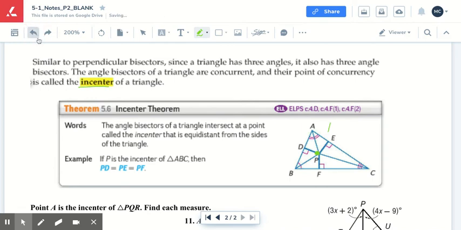Ah, there we go. Okay, so point E is not the midpoint of line segment AC. That's what I was trying to say there. So this is not the midpoint, which means these two segments here are not congruent. However, the angle bisectors of a triangle intersect at the point called the incenter, and that is equidistant from the sides of the triangle. So that would mean that these three line segments are congruent when you have the incenter. So PD, PE, and PF are all congruent.